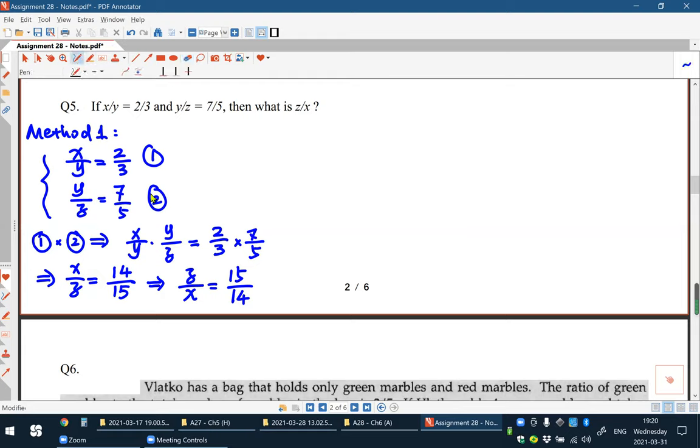This is the first method. We can call this the elimination method, right? Because by multiplication, we can eliminate the variable Y here. Okay, and let's have a look at another method. Method two, we can actually use the substitution method.